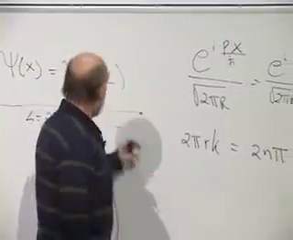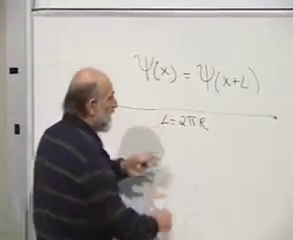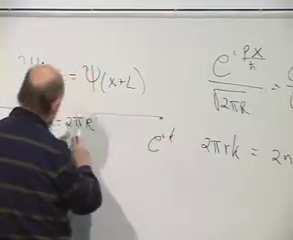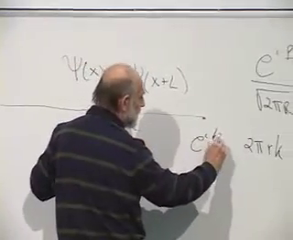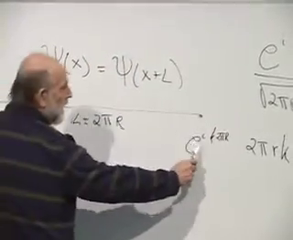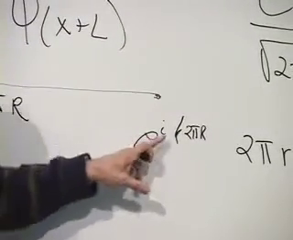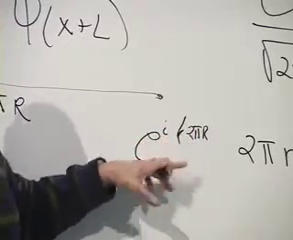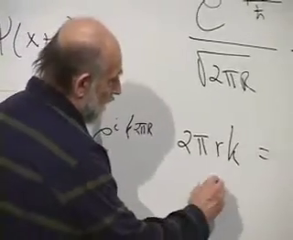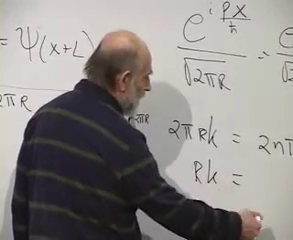In other words, if the wave function over here is 1, then over here it will contain the factor e to the ikx, where x equals 2 pi r. If the wave function is to be periodic, then e to the ik times 2 pi r must equal 1, and the only way that can happen is if 2 pi r k is equal to an integer multiple of 2 pi. That says that the length r times k must equal an integer.